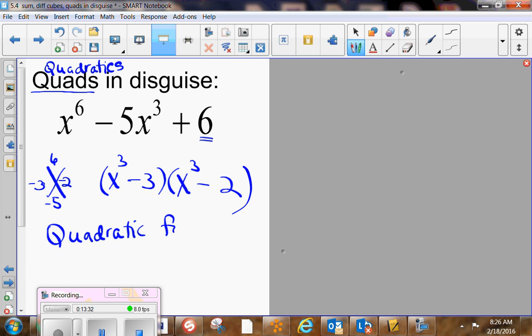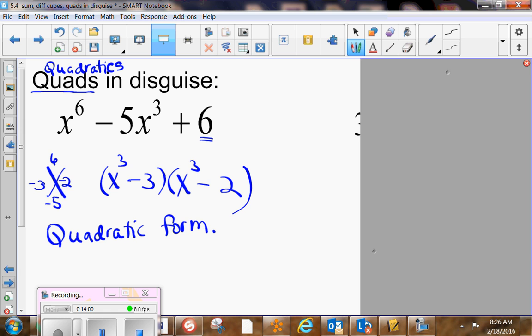Quadratic form. However, if I was solving this, I would not be able to use the quadratic formula. Just because it's in quadratic form does not mean you can use the quadratic formula. But I can factor it this way. And then, if I was solving, if I had a bridge and was going to 0, that's it. Those are the easy ones.